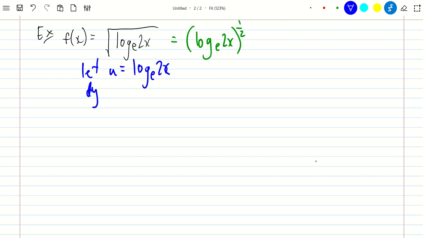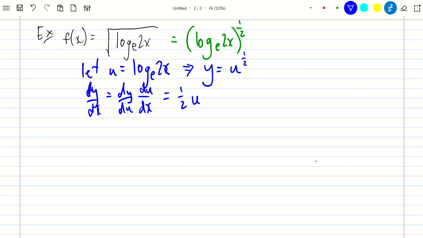And so therefore dy/dx is equal to dy/du times du/dx, and du connects. And so dy/du. I didn't write down what my y was equal to. So u is equal to log 2x, so y is equal to u to the power half. dy/du is half u to the negative half. Just have to write it in that y. Half u to the negative half.